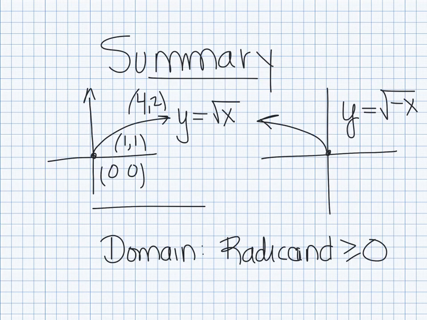And then you could do that horizontal reflection. Y is equal to the square root of negative x. It's going to start 0, 0, but go left. And this idea that when you're thinking about domains, your radicands cannot be negative. So use this rule.